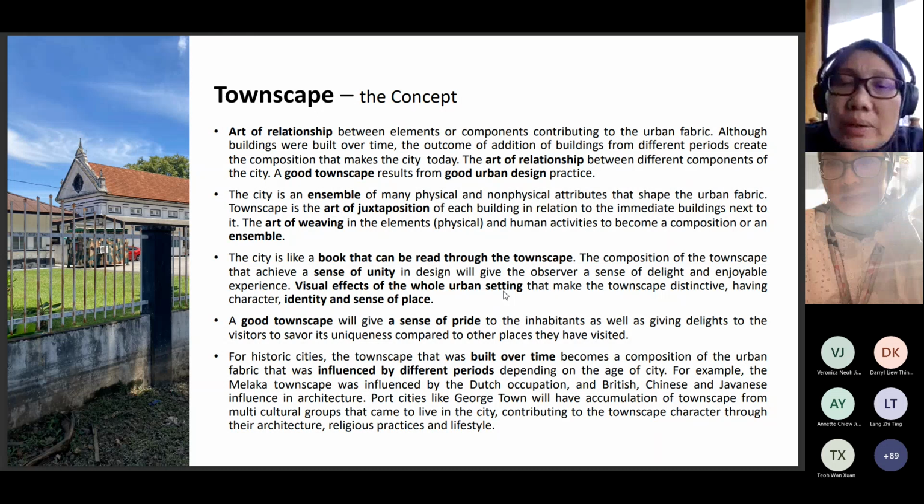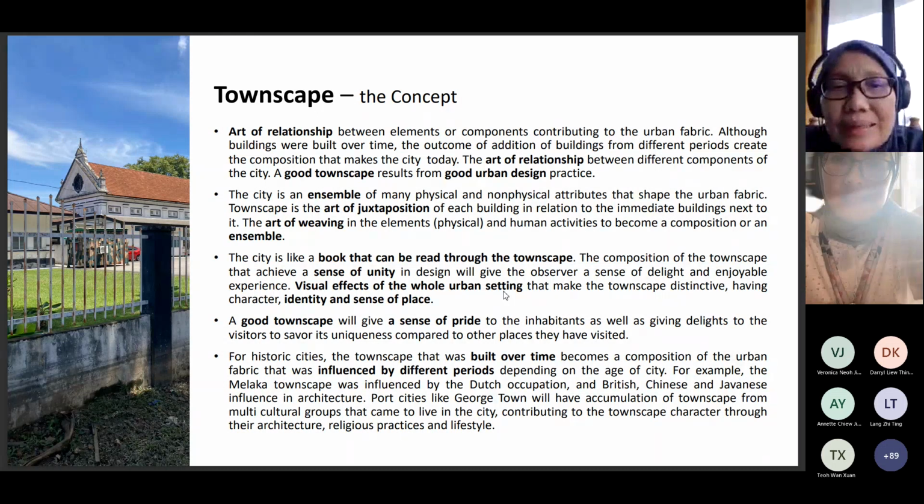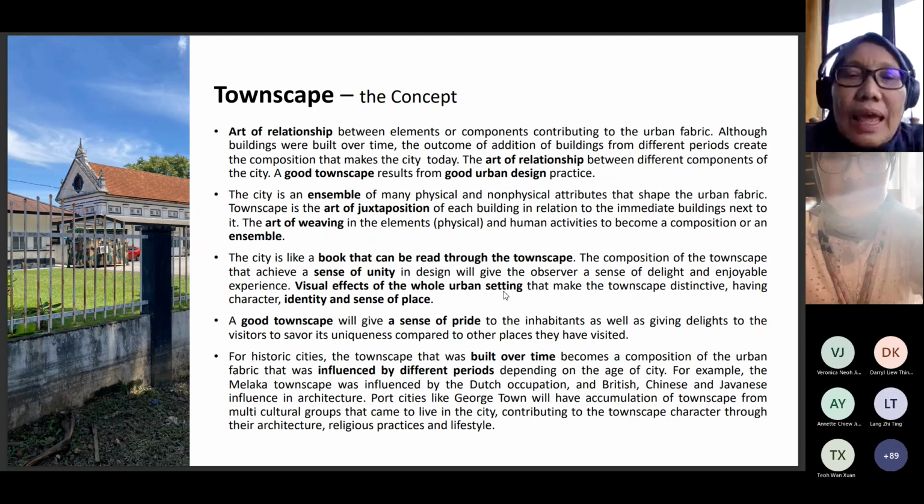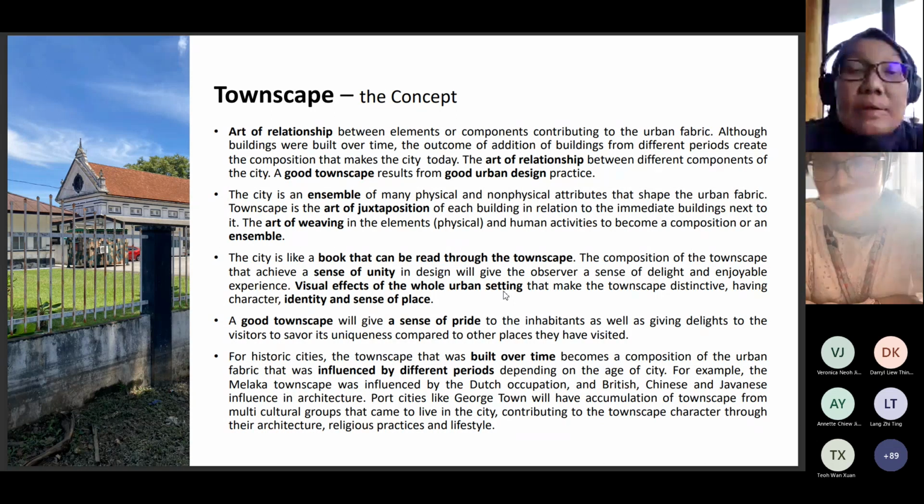Now, the whole idea would be to give the observer a sense of delight and an enjoyable experience. Why do you need a good townscape? Because we want people to enjoy being in the city, enjoy walking through the city. There is a kind of bonding relationship between the people and their environment through good townscape and through good design that has a sense of unity. So the visual effects of the whole urban setting that make the townscape distinctive, having character, identity, and sense of place, is the important target here.